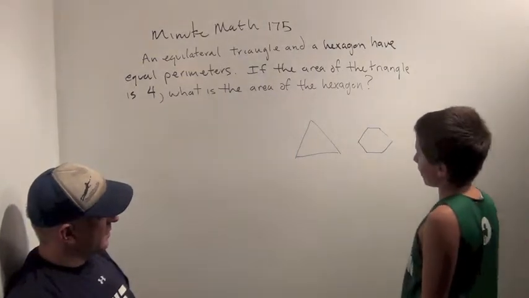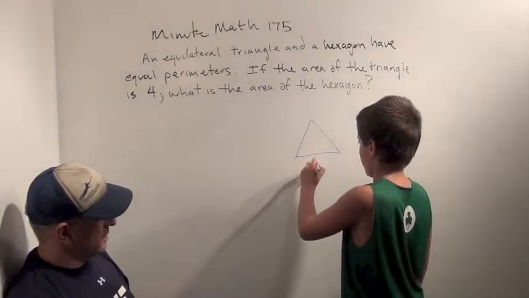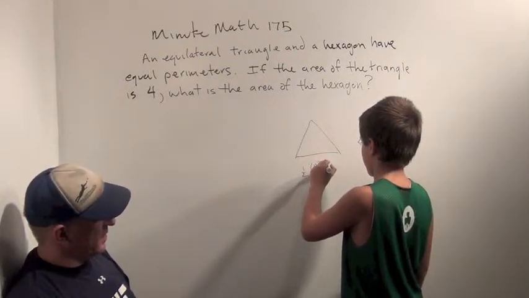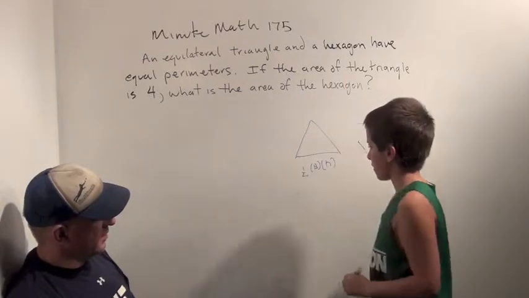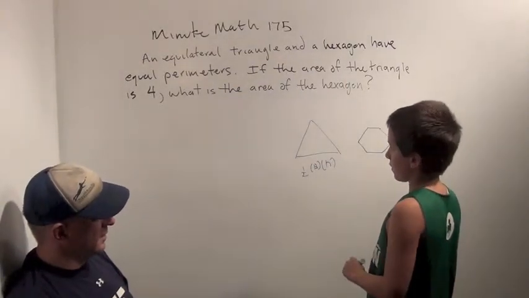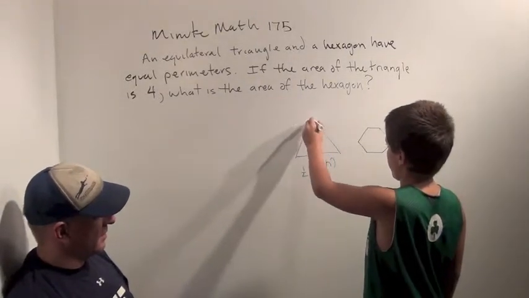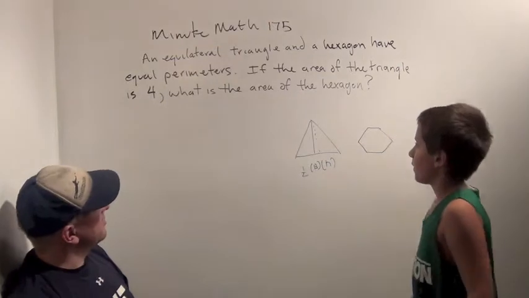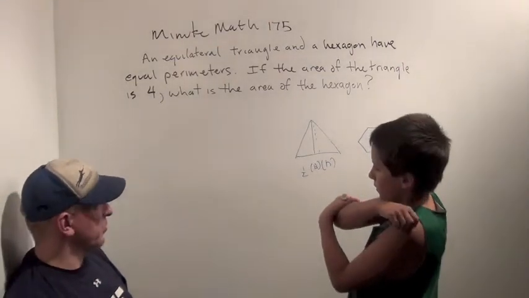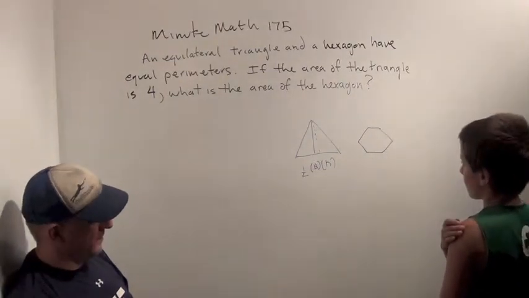The area formula for a triangle is 1/2 base times height. But unfortunately, we have not talked about how to find the area of an equilateral triangle. Well, isn't this the height though? That is the height, but we don't know how to find it. But you do know that the area of the triangle is 4, and you do know that the perimeters of the triangle and the hexagon are the same.